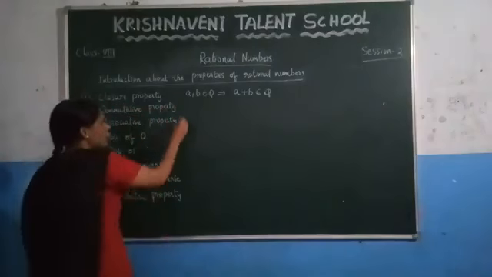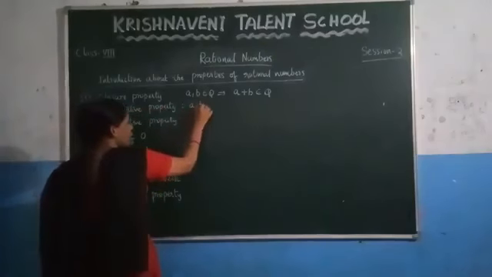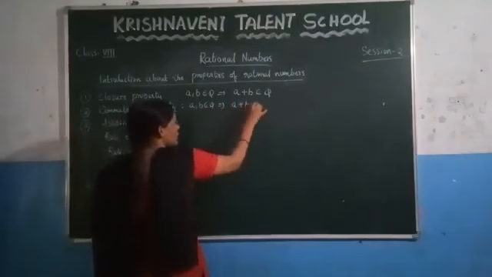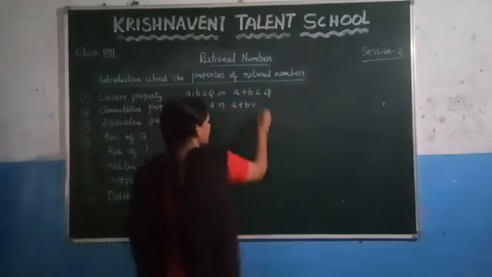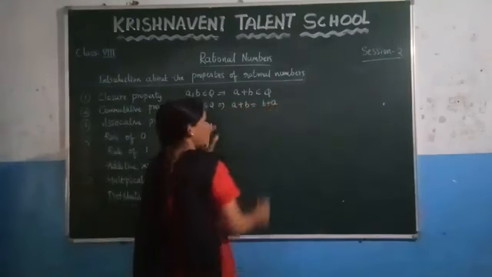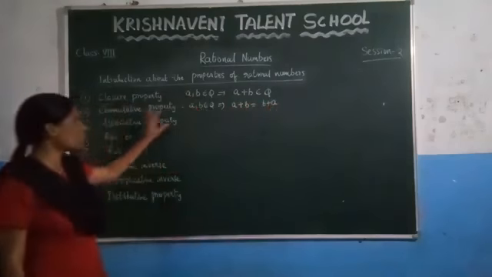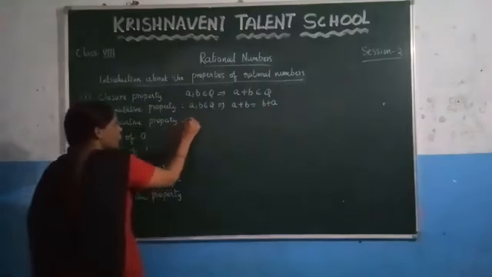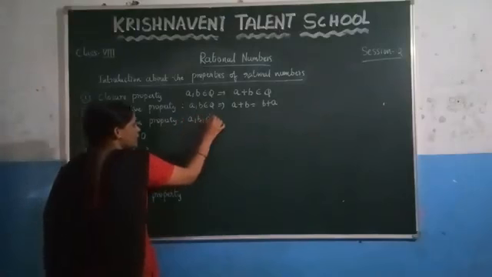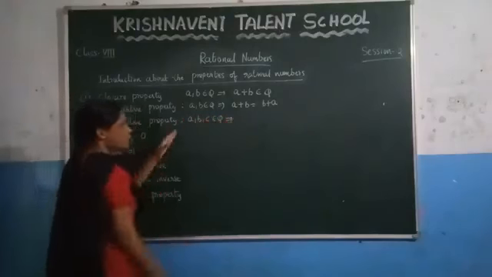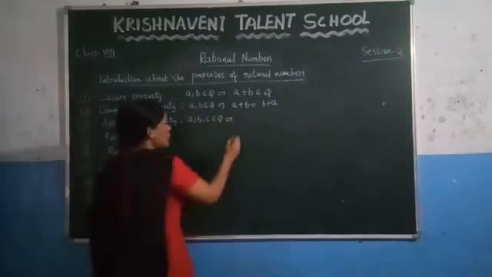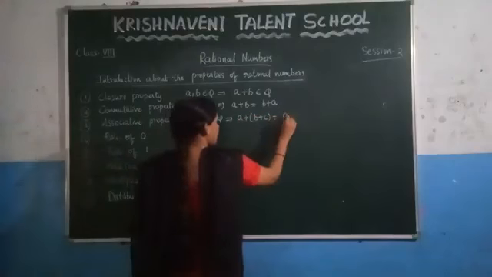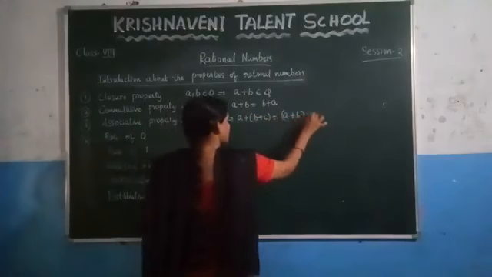What is the next property? Commutative property. Let us consider two rational numbers and add them, and if you change the order, you get the same result. That property we call the commutative property. What is the next property? Associative property. For the associative property we need three numbers. Let us consider those rational numbers as A, B, C, and what this property says is, A plus (B plus C) must be equal to (A plus B) plus C.